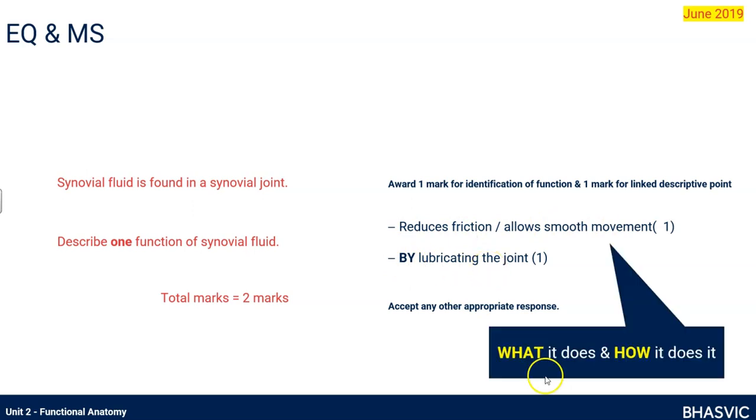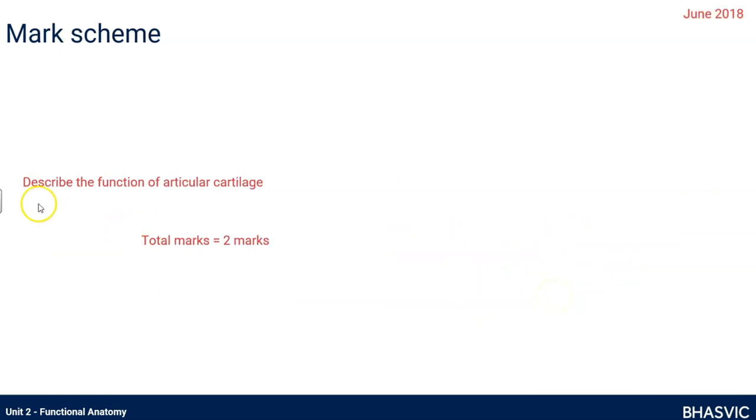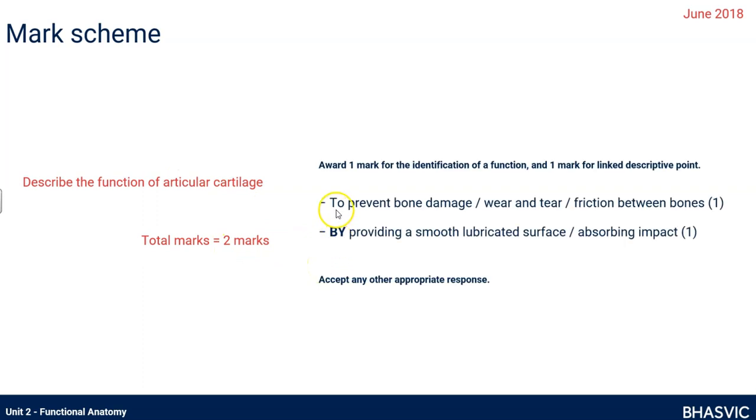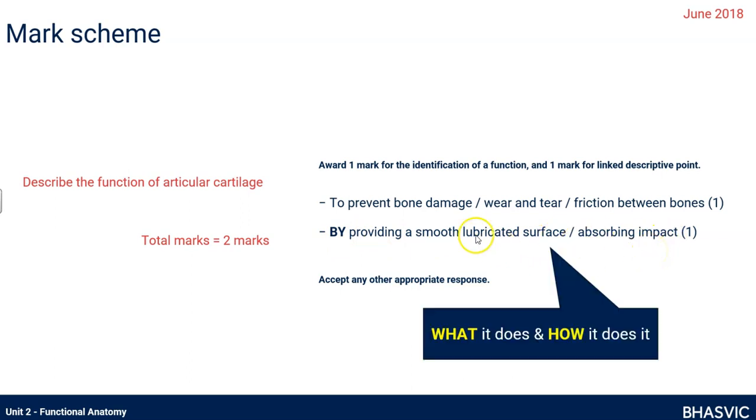Have a look at this next question too. So look again, what it does and how it achieves it. Same sort of question structure actually. Describe the function of articular cartilage for 2 marks. Answer being, the function of articular cartilage is to prevent bone damage, prevent wear and tear, or prevent friction between bones. And the way it does it is by providing a smooth, lubricated surface to absorb impact. So again, it asks you, what does it do? What's its job? How does it achieve it? For 2 marks.